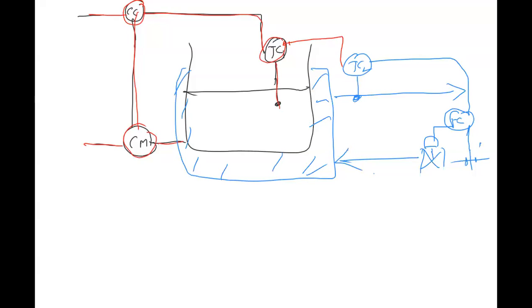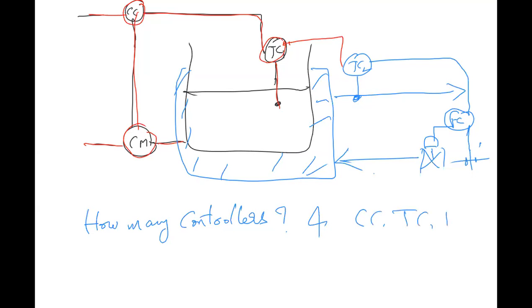So how many controllers do you have? 4. What are the controllers? The concentration controller, the reactor temperature controller TC1, the cooling water temperature controller TC2, and then FC. All 4 are in cascade. So let us understand the functionality of this.